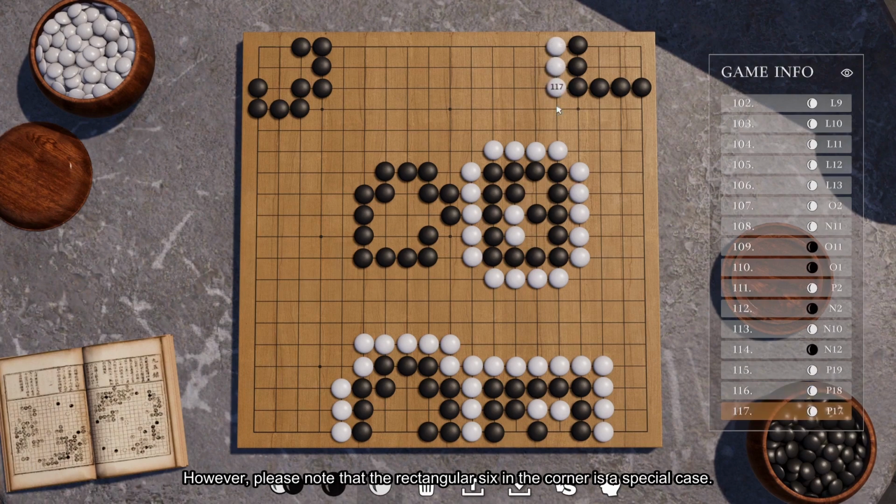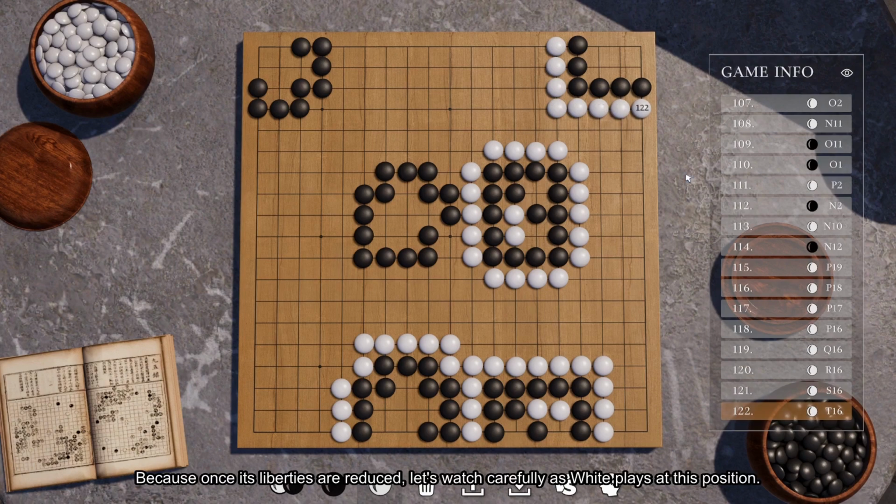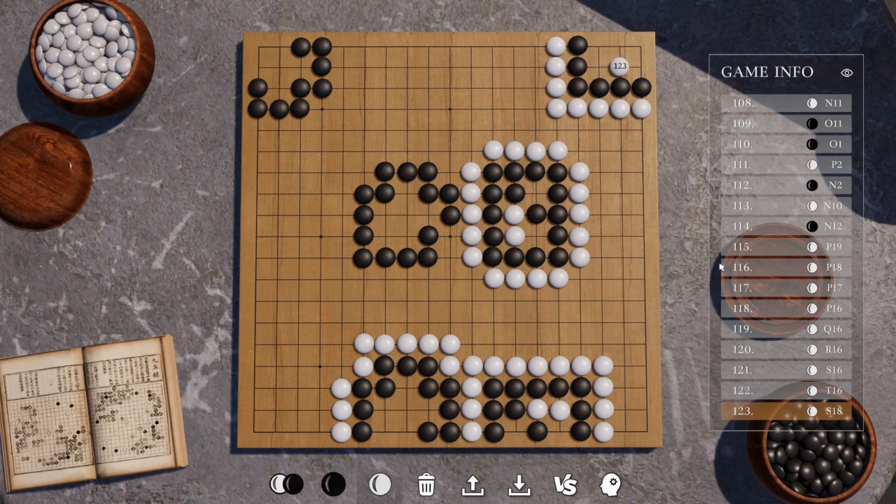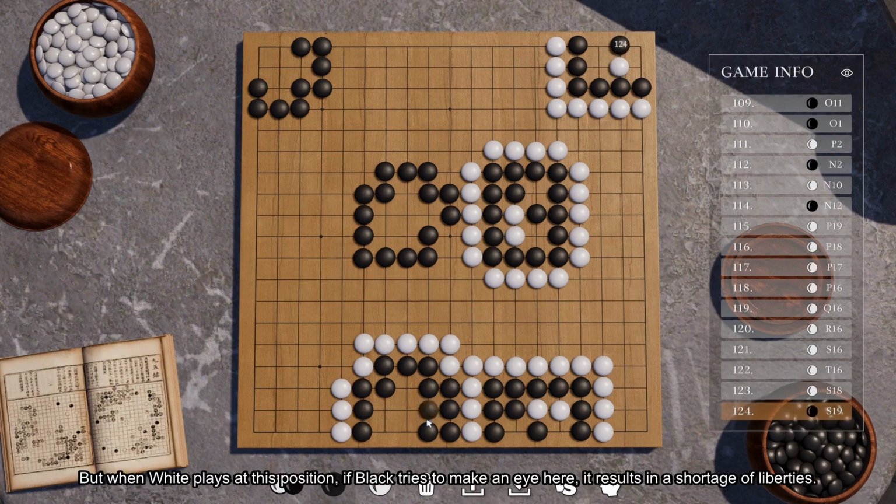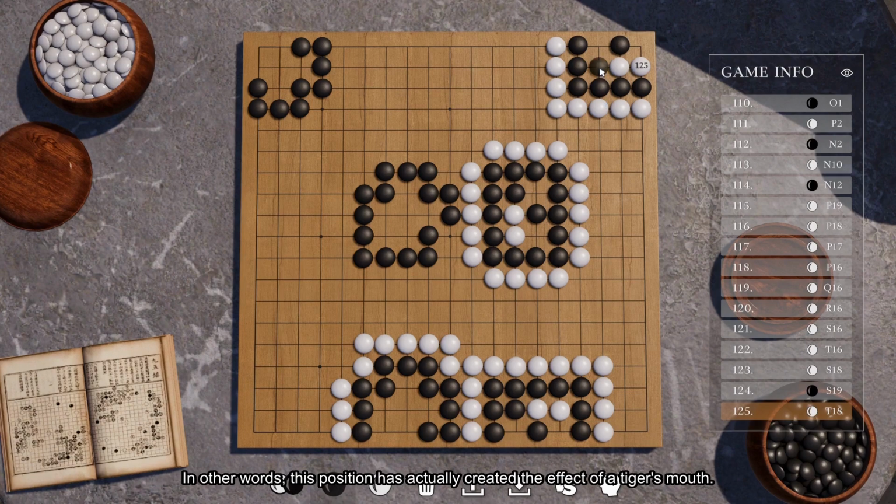However, please note that the rectangular 6 in the corner is a special case, because once its liberties are reduced, let's watch carefully as white plays at this position. As we mentioned, black's key point is to occupy the other center position. But when white plays at this position, if black tries to make an eye here, it results in a shortage of liberties. In other words, this position has actually created the effect of a tiger's mouth.